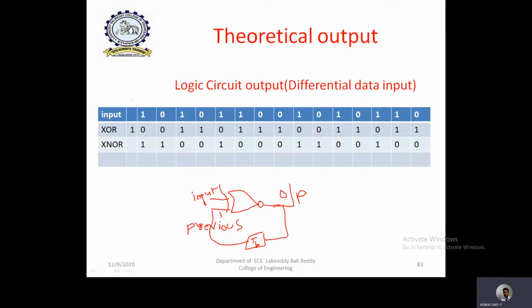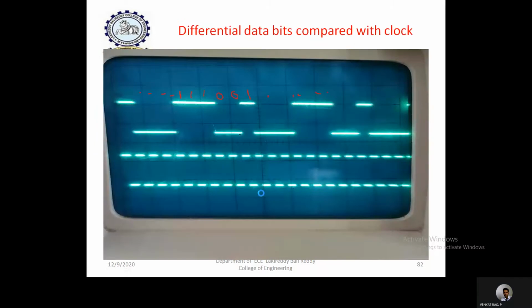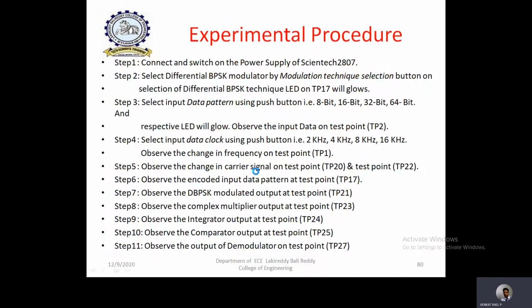Like that, if you perform XOR operations between the present and previous values, you can clearly observe: 0 XOR 0 is 0, 0 XOR 1 is 1, 1 XOR 0 is 1, and so on. This is the XOR output. If it is an XOR gate, this is the output you can observe as the differential data. Where is the differential data coming from? This is the differential data in the kit.